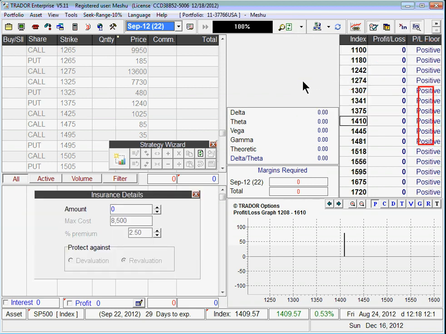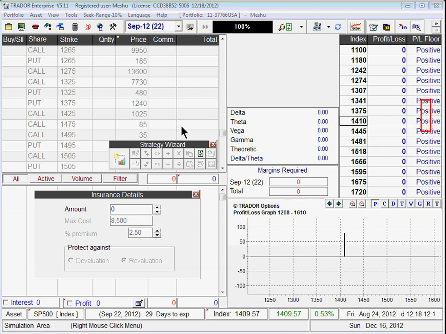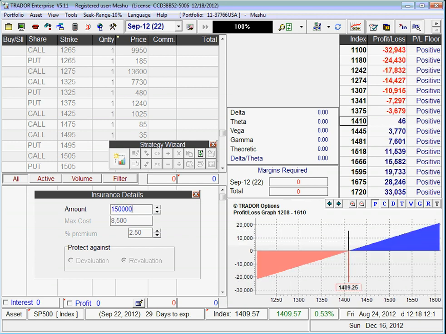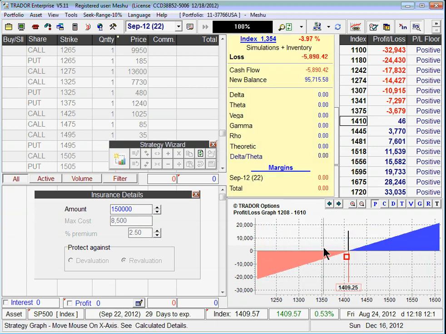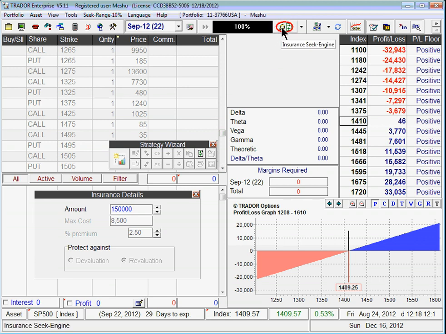Notice that Trador has filled all floors as positive for full insurance search. On the parameter panel, I'll type in the amount of my asset fund holdings. Let's say $150,000, and notice that the asset holding appears on the profit-loss table and on the graph. I'll activate the engine and see the results.